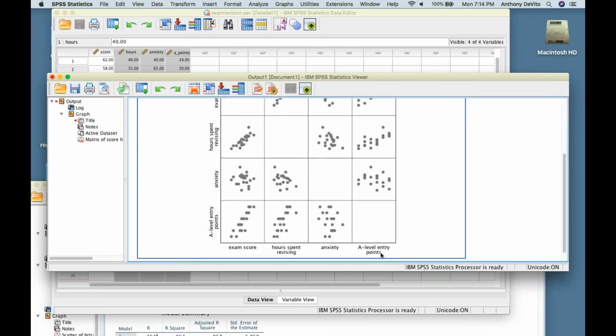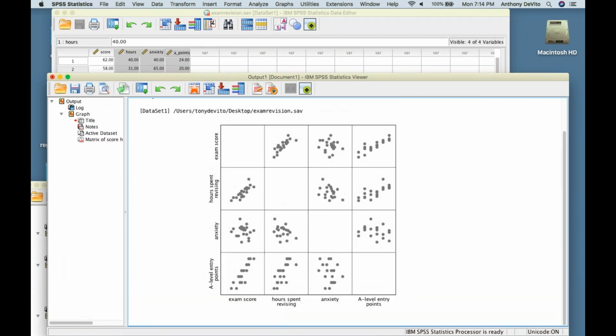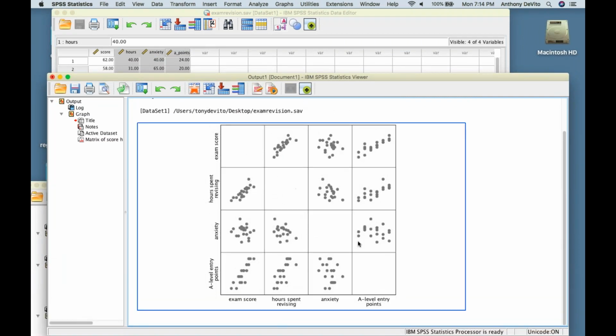Okay, let's see what we have here. These boxes are empty in the center here. Why are they empty? Because they're actually comparing the same things. Exam score versus exam score, that's going to be a perfect straight line, right? We don't have to have those boxes. However, if we look at exam score and how well it correlates with hours spent revising, or I don't know what that means, but say studying, it's a very strong positive correlation.